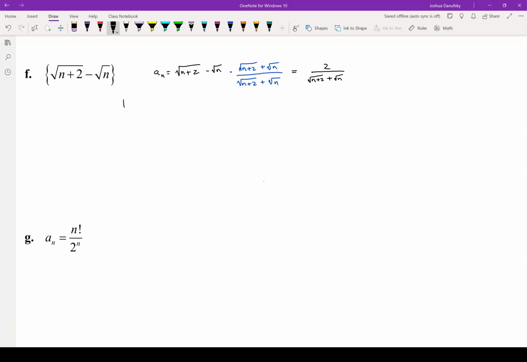Much like in the previous problem, notice that every term in our sequence is going to be greater than 0. Also notice that every term in our sequence is going to be less than 2 over the square root of n plus the square root of n, because this denominator is bigger than this denominator for all n greater than or equal to 1. Of course, we can rewrite this side as 2 root n in the denominator, which is 1 over the square root of n. Now we'll take the limit on all three sides as n approaches infinity.